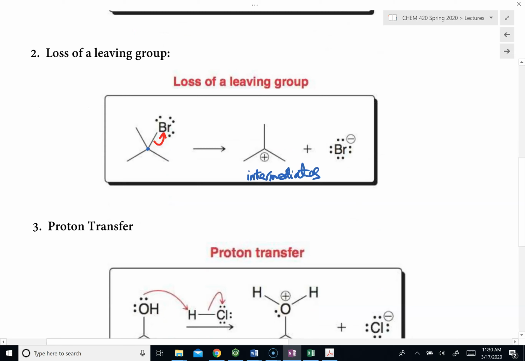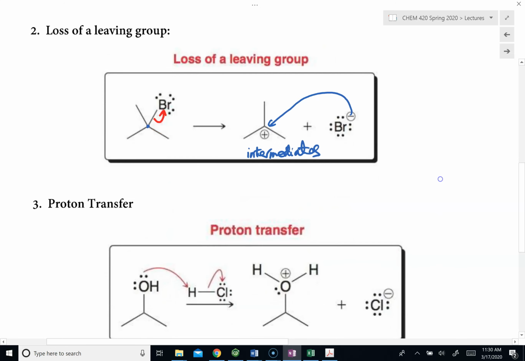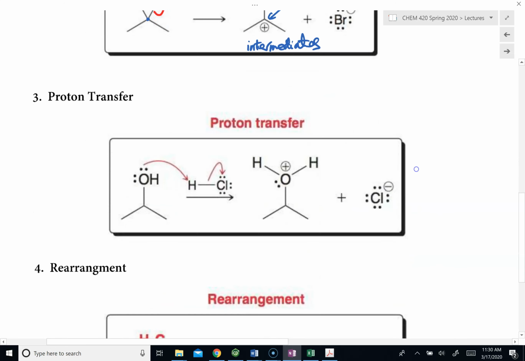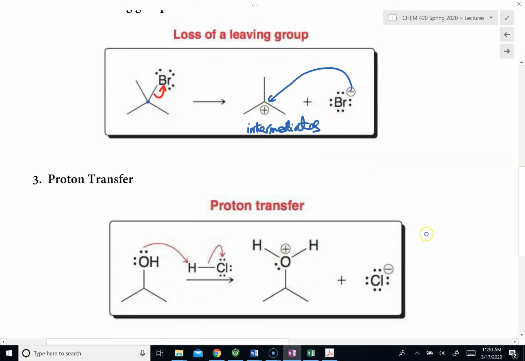Now this step right here may be reversible because once we form these two intermediates, the bromide can come back in and attack this again, and this will then be called the nucleophilic attack. So the nucleophilic attack and the loss of the leaving group are the two opposite steps of each other. But it does not produce anything else productive.